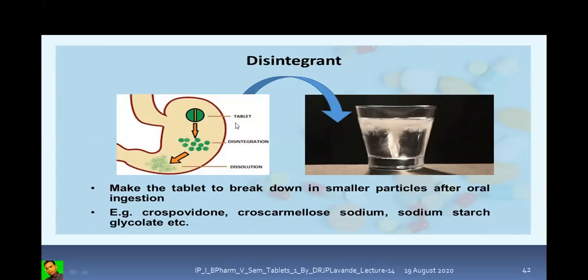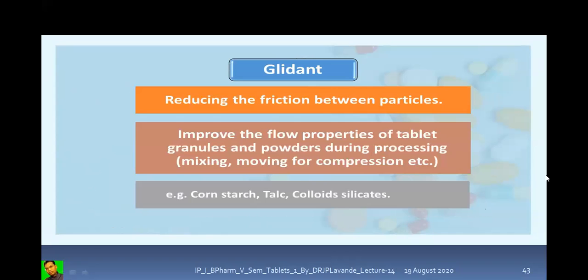So here the tablet that has reached the stomach will get disintegrated and dissolved. That makes the tablet break down into smaller particles after oral ingestion. For example, which agents are used as a disintegrant? Cross-povidone, croscarmellose sodium, sodium starch glycolate. So these agents are very commonly used as disintegrating agents.